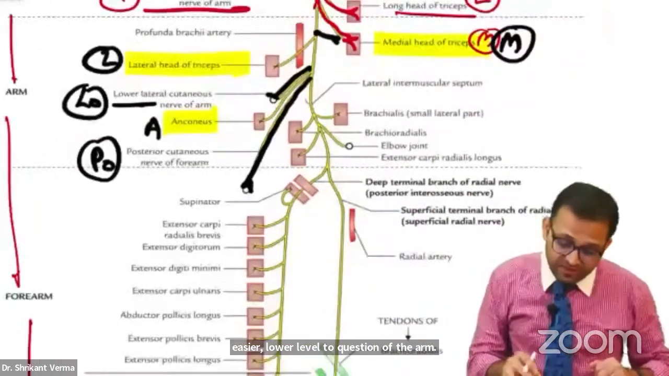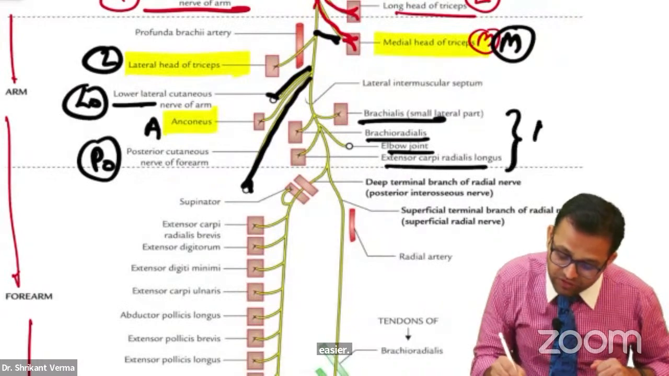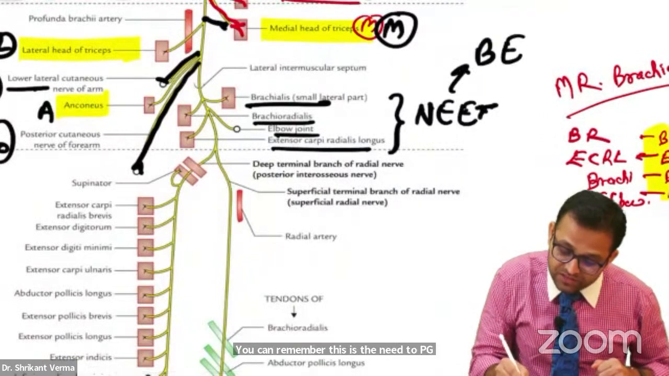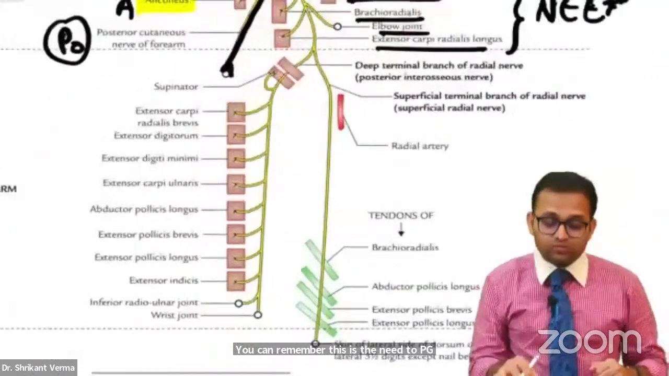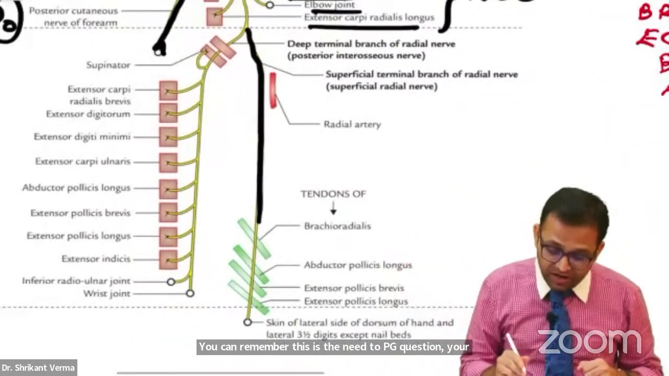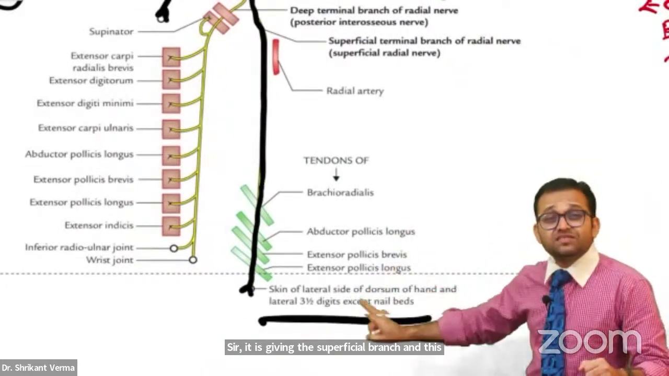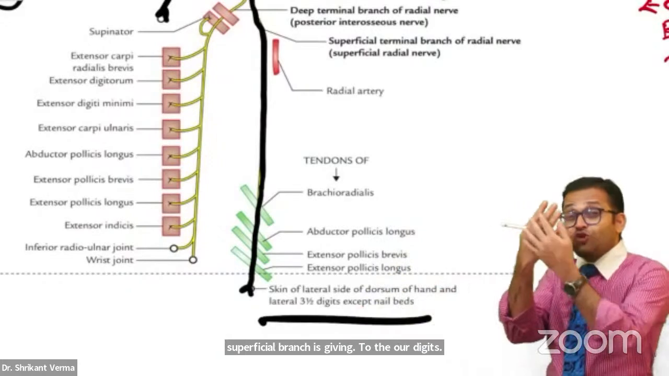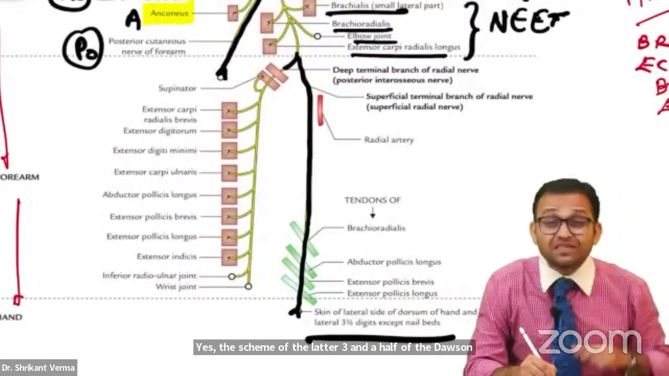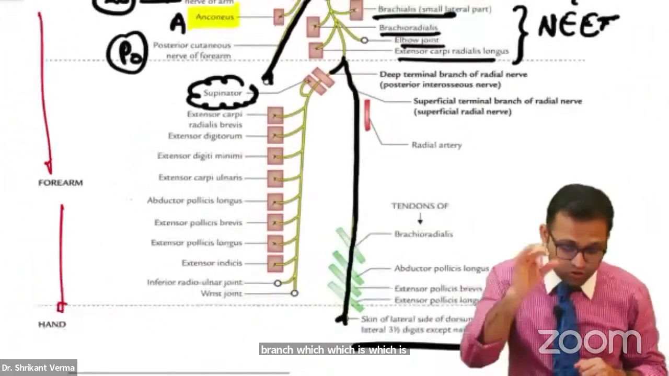Now see, it is giving below the radial groove, the brachialis, brachioradialis, elbow joint, and extensor carpi radialis longus. You can remember this is the NEET PG question. Your mnemonic is baby. Okay, now come to the forearm part. It is giving the superficial branch, and this superficial branch supplies the digits, the skin of the lateral three and a half digits of the dorsum, supplied by our radial nerve. But you can see it is giving the deep branch, which is piercing the supinator muscle.